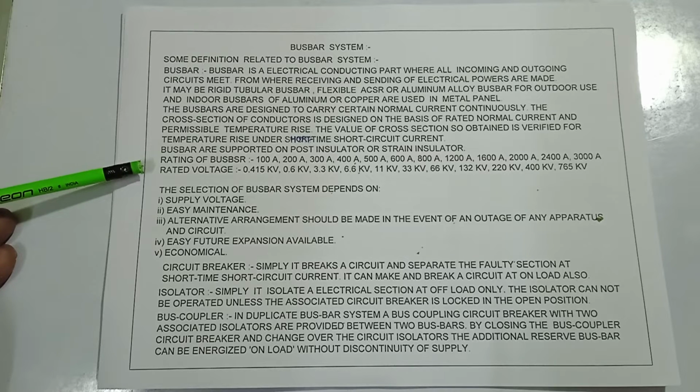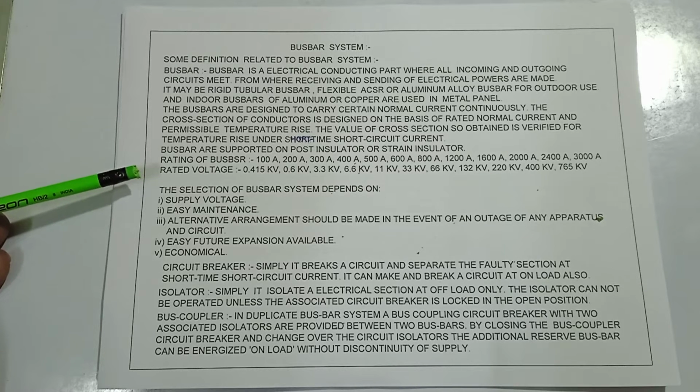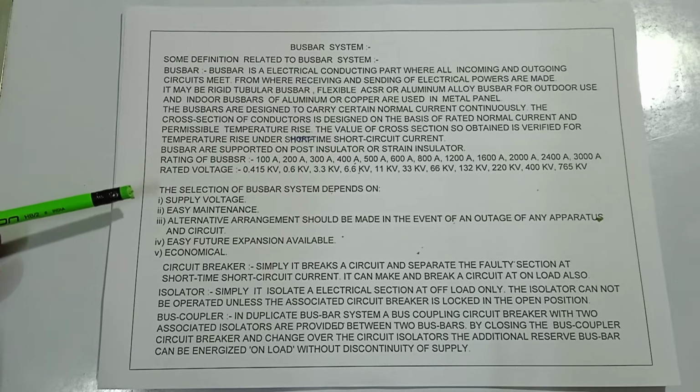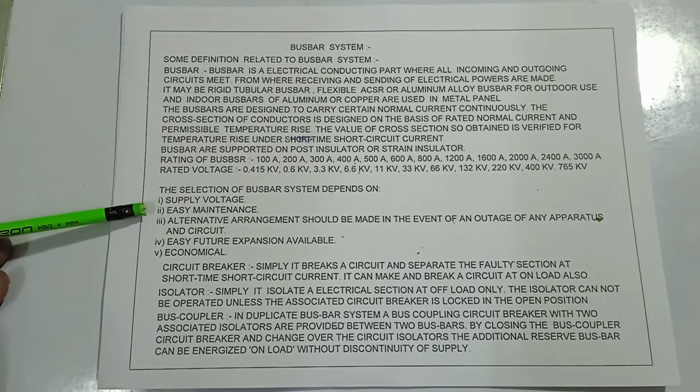Rating of busbar: 100 ampere, 200 ampere, 300 ampere, 400 ampere, 500 ampere, 600 ampere, 800 ampere, 1200 ampere, 1600 ampere, 2000 ampere, 2400 ampere, 3000 ampere. Rated voltage: 0.415 kV, 0.6 kV, 3.3 kV, 6.6 kV, 11 kV, 33 kV, 66 kV, 132 kV, 220 kV, 400 kV, 765 kV.